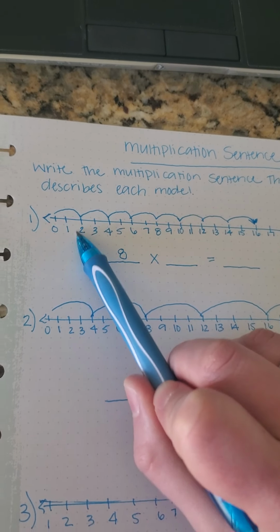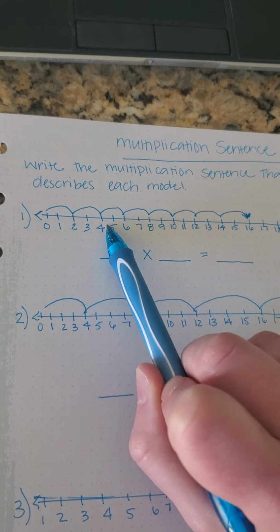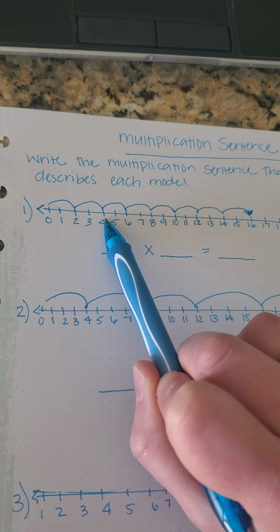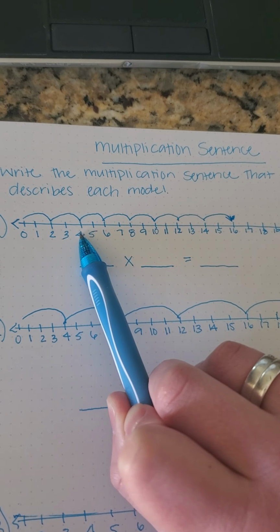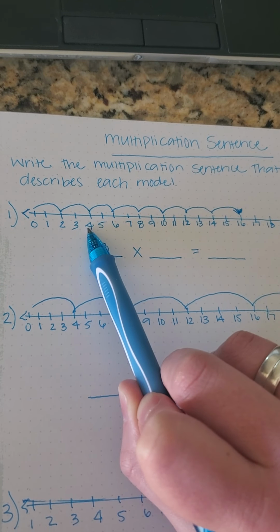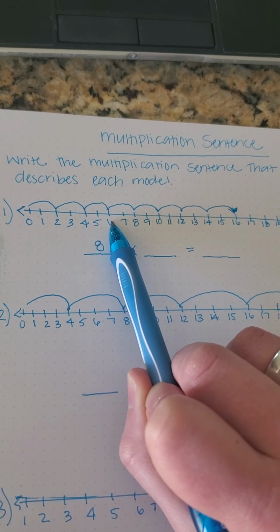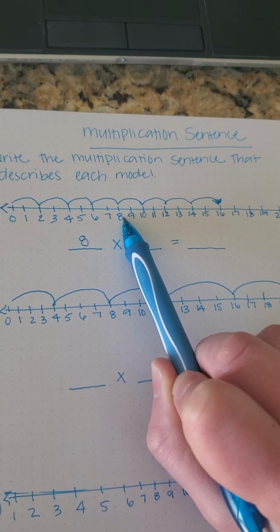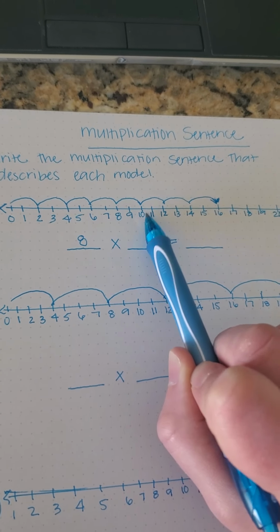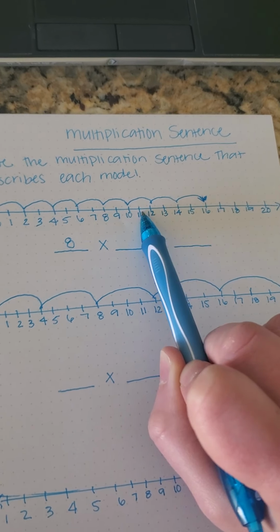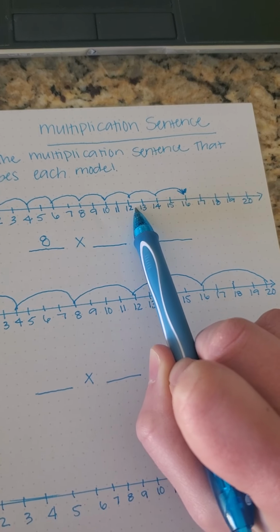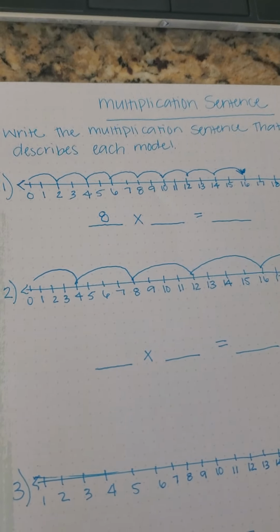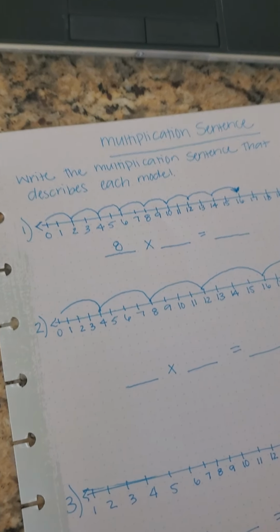Our first group, like we said, has 2. 2 to 4, there's another 2. So 1, 2. And then 4 to 6 is plus 2, so 1, 2. 6 to 8 is 1, 2. 8 to 10 is 1, 2. 10 to 12 is 1, 2. 12 to 14 is 1, 2. And 14 to 16 is 1, 2. So it looks like there are 2 in each group.